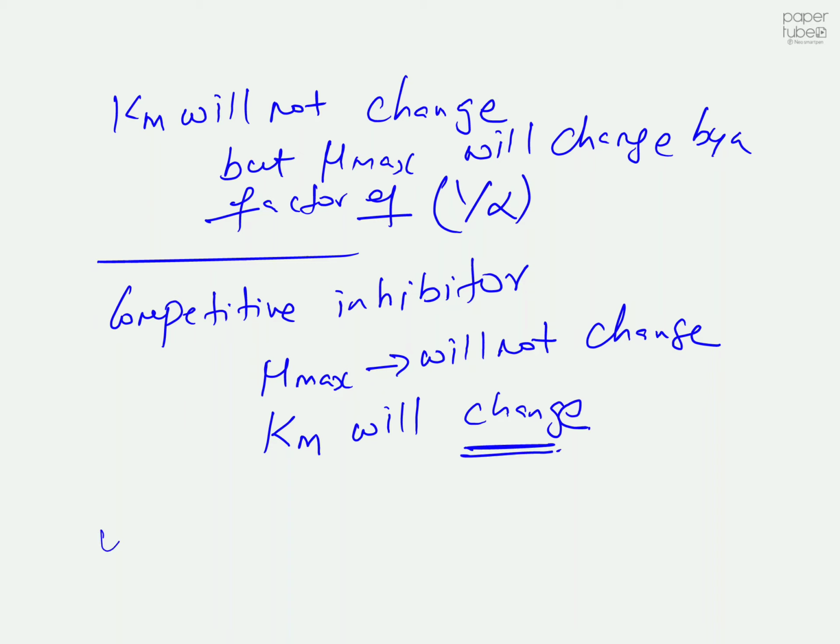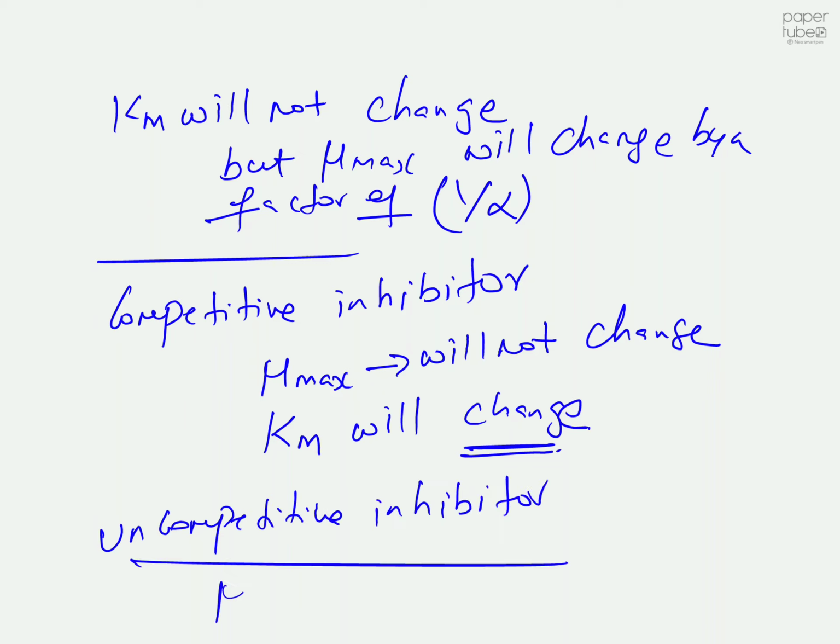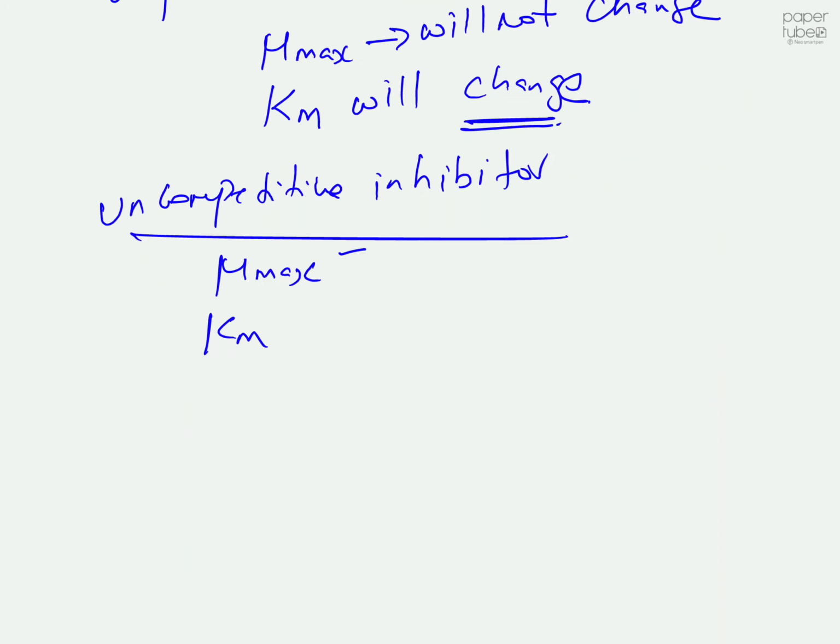When we deal with uncompetitive inhibitor, mu max and Km both will change. So your inhibitor will alter the maximum initial velocity, and it will also decrease or change the Km value. So both will change.